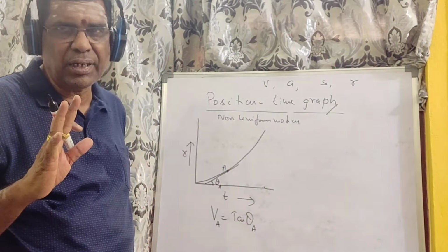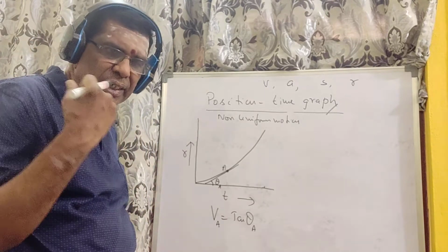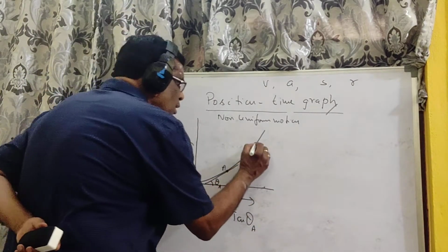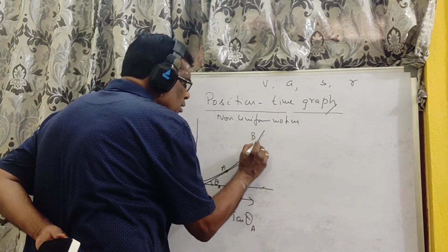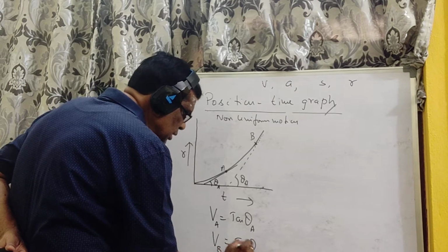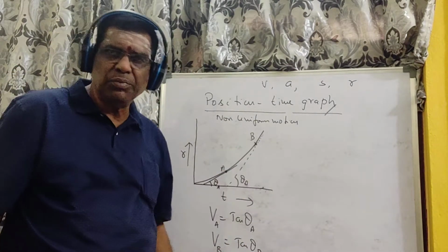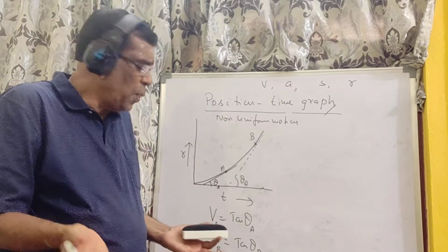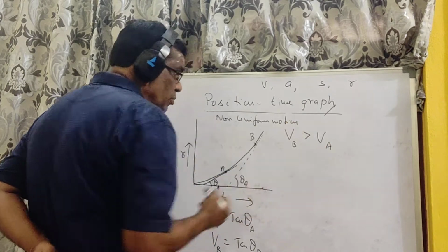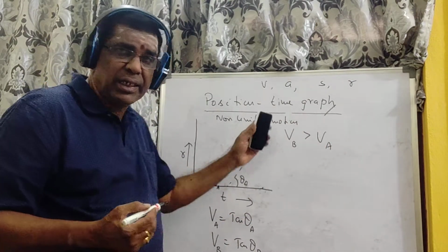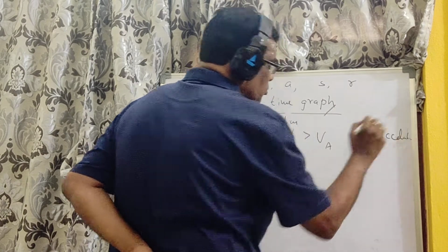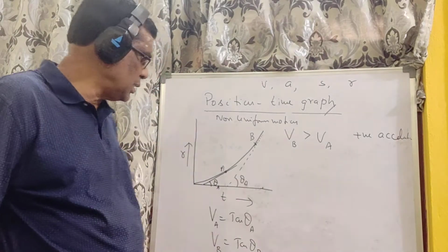I told you, in a position time graph, slope is nothing but velocity. If it is instantaneous slope, you will get instantaneous velocity. If it is average slope, you will get average velocity. So, V A is equal to tan theta A. Now, look at this point B. If I do the same, what is velocity at B? It is obviously tan theta B. Which velocity is more? Obviously, if I'm asking you which slope is more, the slope at B is more. Therefore, your first inference is V B is greater than V A. That means with time velocity is increasing in one-dimensional motion, this is a case of positive acceleration. The case of positive acceleration is clear.